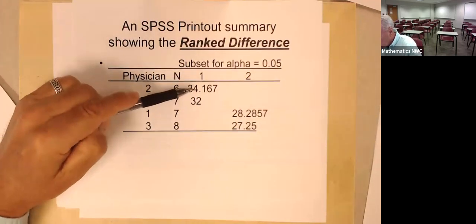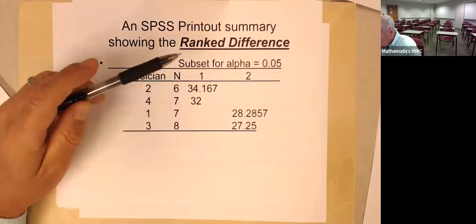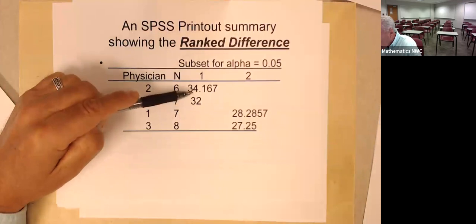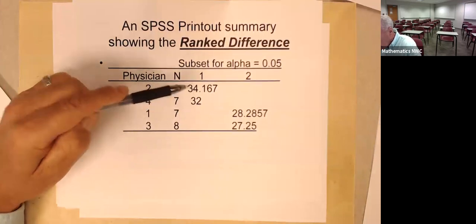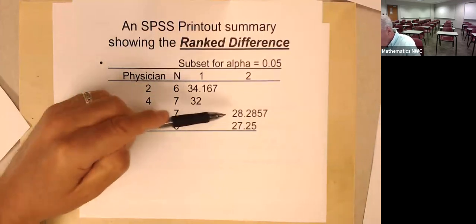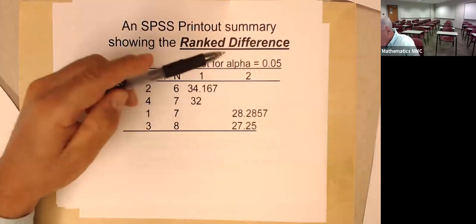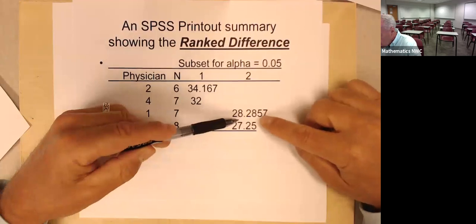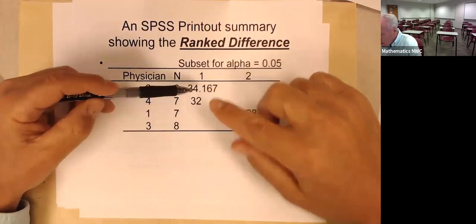Notice that these two are in the same column. That's this printout's way of saying they are not statistically different. Notice these two are in a different column. That's saying those two are not statistically different, but these two are different from these two.